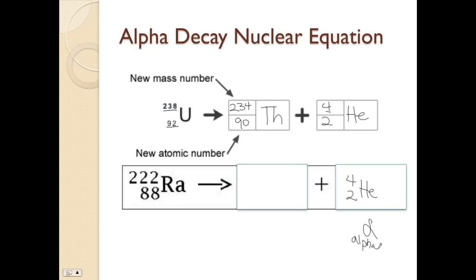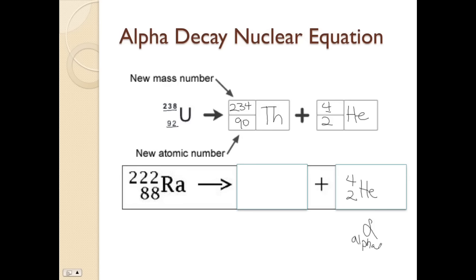So either the alpha or an He. It can be written that way. It's a little fishy looking little alpha sometimes. But so we have a mass of 4, 2 protons. So I need to have a mass number of 222 on both sides.